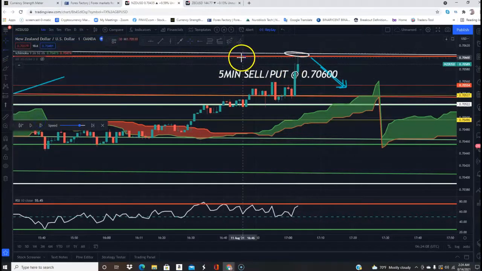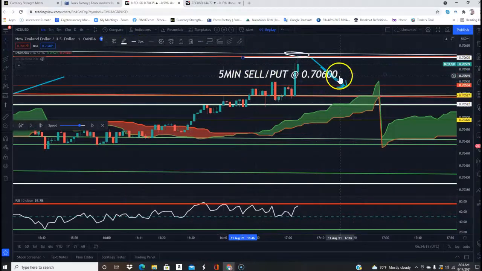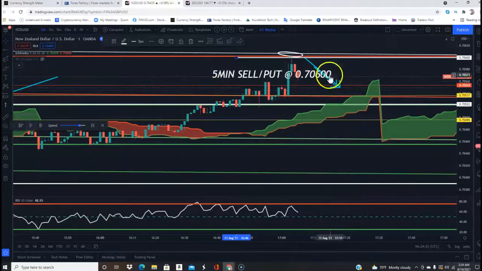With array, we enter at 0.70600 for a 5-minute sell trade. Let's run it. Okay, so here we are. We're in 1 minute. Candle push up, 1 minute here, 2 minute here. So we got about 2.5 minutes left in this trade for it to be a winning trade, guys.